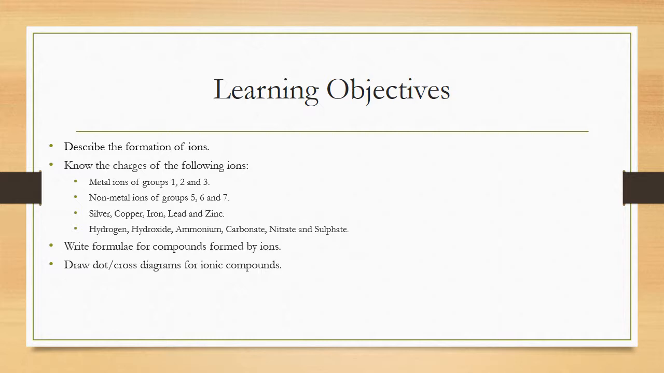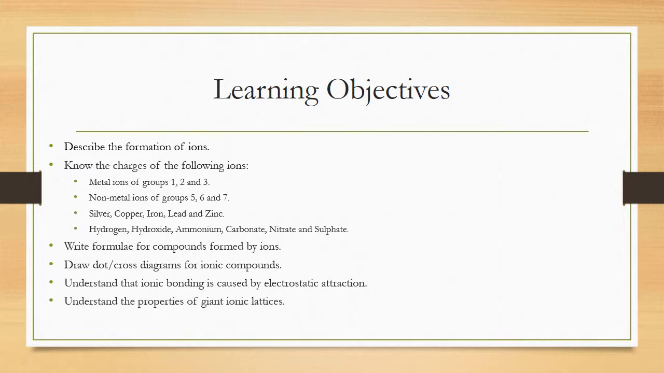And then look at ionic bonding. We're going to do something called dot cross diagrams and be able to draw them to see what happens to electrons in ionic bonding. Understand that ionic bonding is caused by something called electrostatic attraction. Understand the properties of giant ionic lattices. And finally, know why ionic compounds do not conduct when solid and only when molten or in solution. And when I say conduct, I mean conducting electricity.